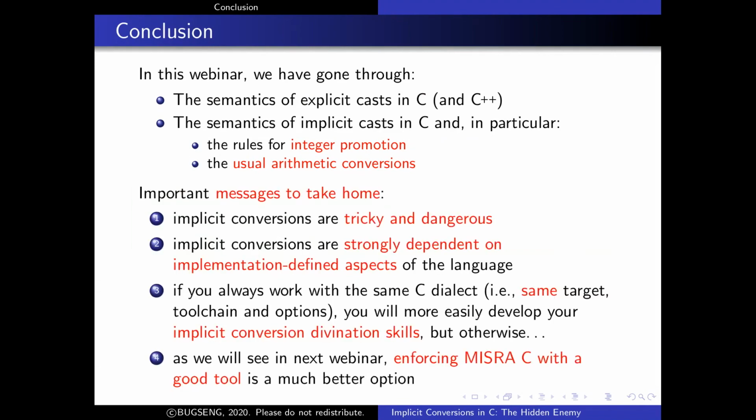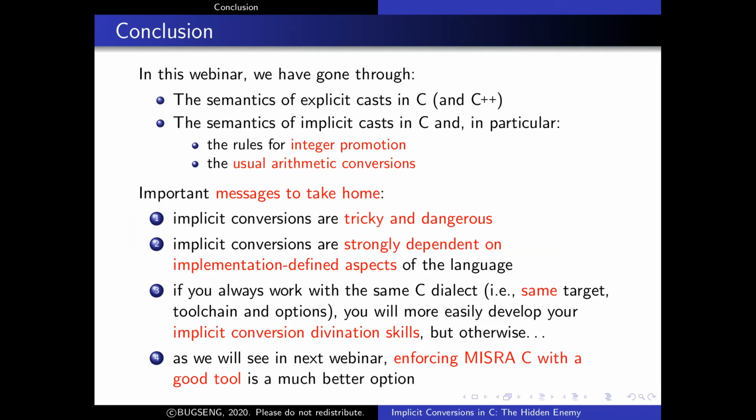There are, as always in this series of webinars, important messages to take home. Implicit conversions are tricky and dangerous. You can really do a lot of damage because of implicit conversion. Moreover, implicit conversions are strongly dependent on the implementation-defined aspects of the language, such as the sizes of the integer types and the signedness of plain characters. If you always work with the same C dialect, the same target and the same compiler options, then you are in better shape.